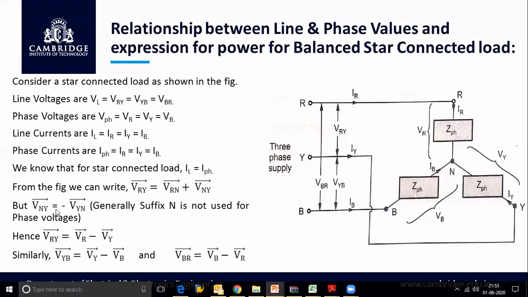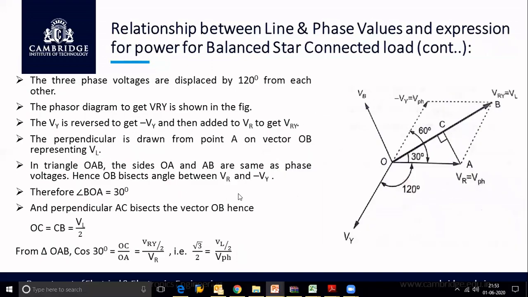Now this VNY can be represented as minus VYN. If you change the direction, you add a negative sign. So substituting this in the above equation, we get VRY is equal to VRN minus VYN. These VRN, VYN and VBN are the phase voltages, which can be generally represented as VR, VY and VB. Therefore, we write VRY is equal to VR minus VY. Similarly, the other two line voltages are represented in the same way, that is VYB is equal to VY minus VB and VBR is equal to VB minus VR.